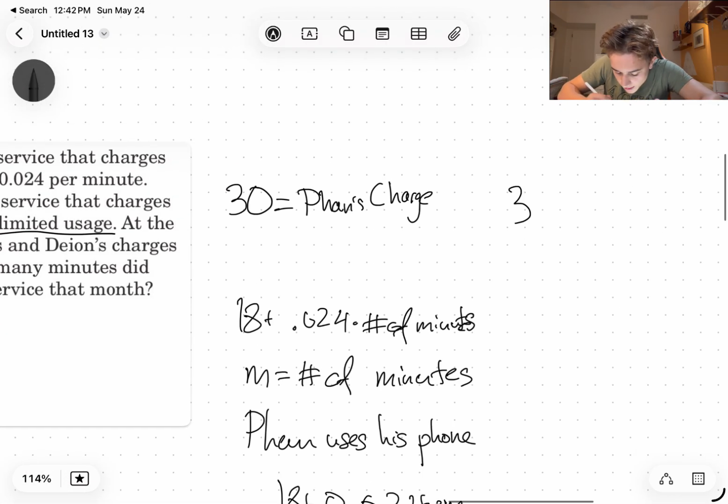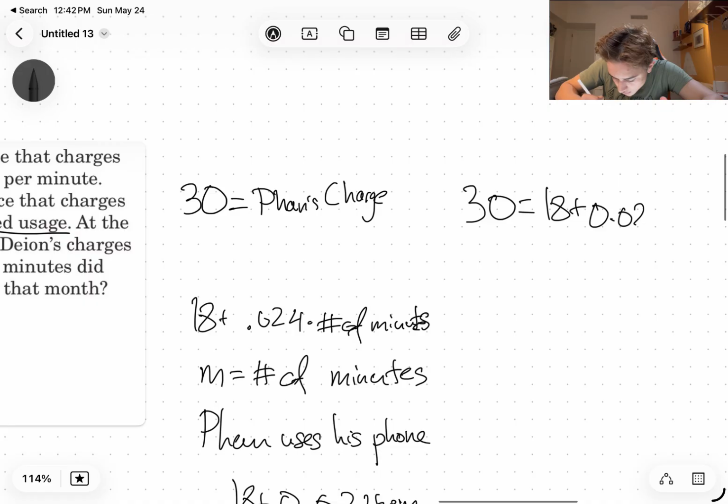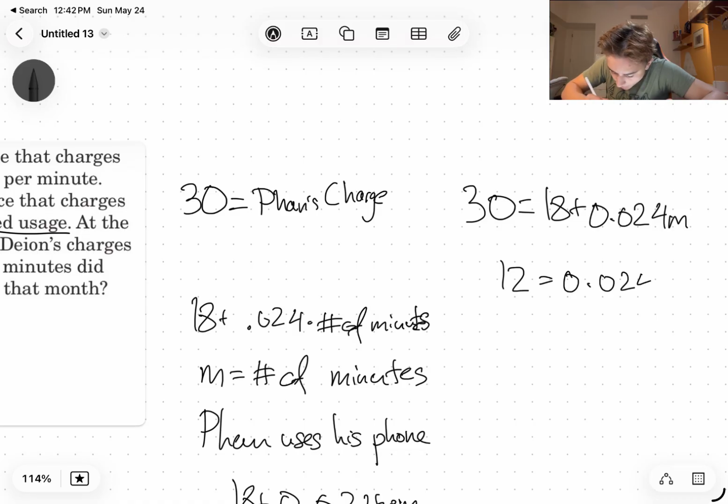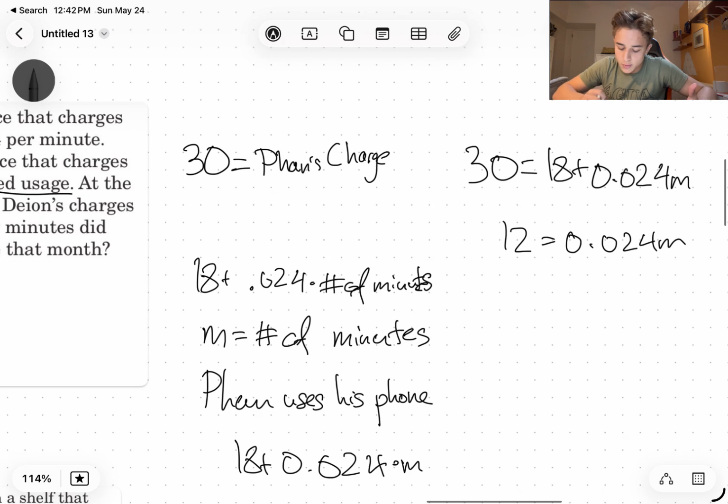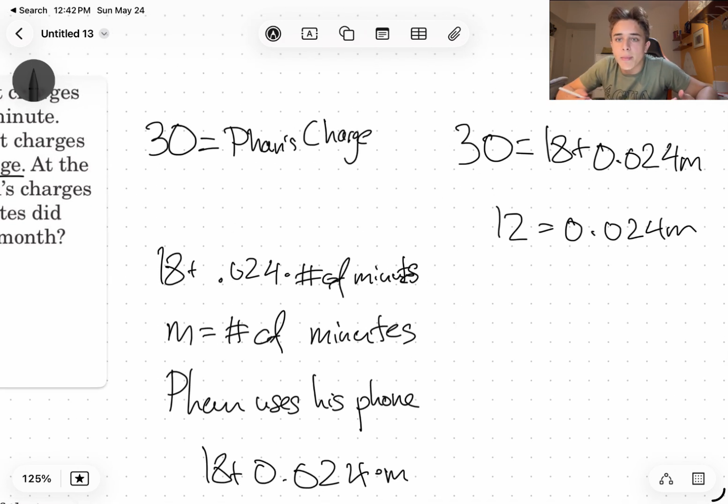So now we know that 30 equals 18 plus 0.024M. And now all we have to do is solve for M. This is just a simple one variable equation. So we're going to have 12 equals 0.024M. All we did was subtract 18 from both sides of the equation. Now we're going to divide by 0.024. So 12 divided by 0.024 equals M. And now we just need to figure out what that is.